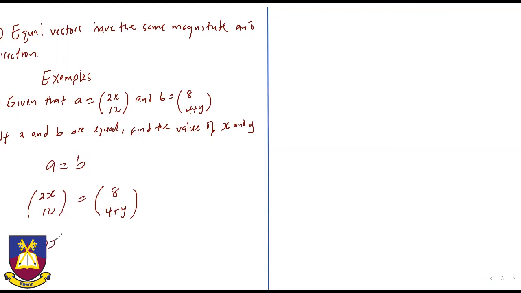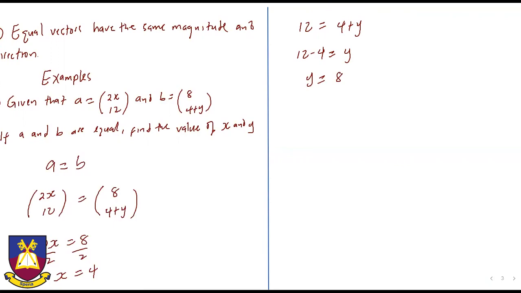So we shall have 2x is equal to 8, divided by 2 on both sides. Our x is 4. Likewise, we shall have this equal to this. So 12 is equal to 4 + y, and we're going to make y the subject. So that will be 12 minus 4 is equal to y. And therefore y is equal to 8.